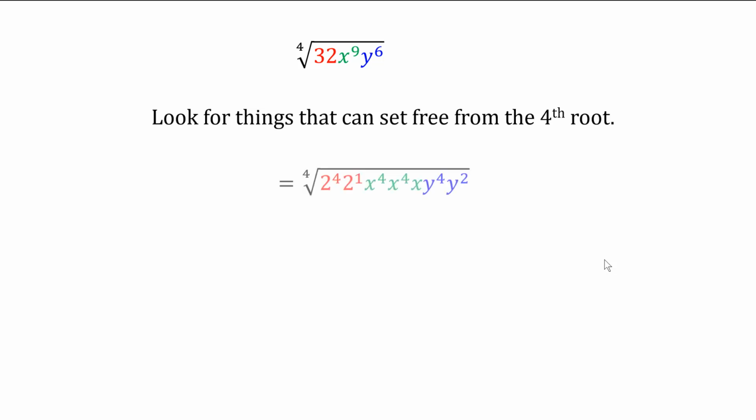So 32 you can write as 2 to the fourth times 2 to the first. X to the ninth can be x to the fourth times x to the fourth times x. And y to the sixth can be written as y to the fourth times y squared.